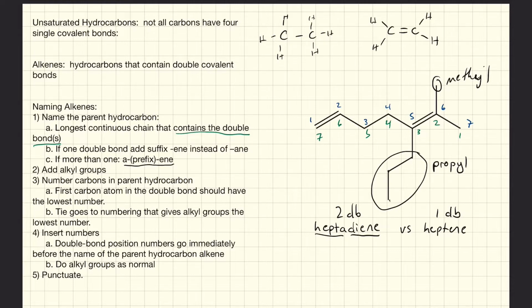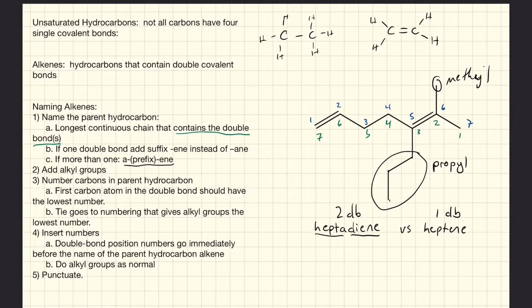Okay, then we need to number carbons and parent hydrocarbons. The first carbon atom in the double bond should have the lowest number. So if I look at this one, so here's a double bond, and if I name it with blue, I can get this carbon to have a carbon of 1 in the double bond. Okay, if I go the other direction and I use the green, I can get this double bond to have the first carbon as a 2. 1 is a lower number, so we're going to end up using the blue and not the green.